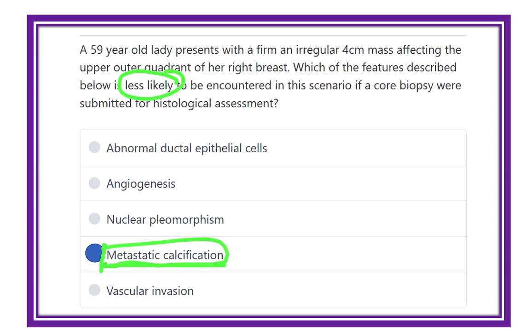Other options here, such as the abnormal ductal epithelial cell, it is true, because cell type usually distorts from its normal size. Angiogenesis, that means the formation of the new blood vessel, it is also true. Nuclear pleomorphism, that means the nuclear size and shape alteration, it is also true. Vascular invasion, also the lymphatic invasion occurs. So the only false option is the metastatic calcification. It should be, in case of breast cancer, dystrophic.